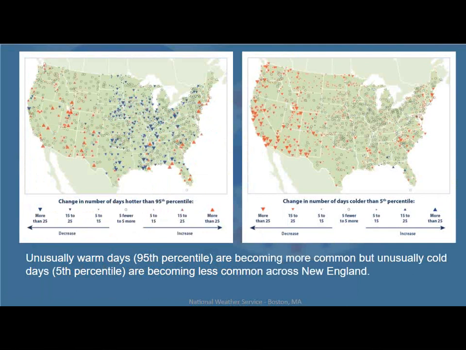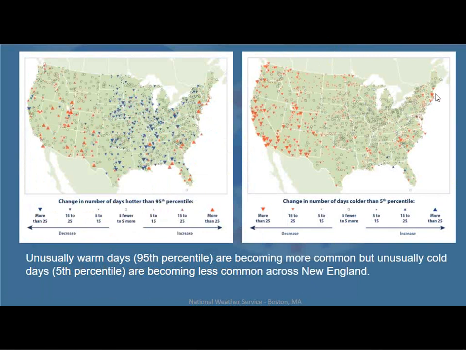But it is one of the commonly accepted hallmarks of climate change. Climate change indicates a tendency for more extremes. So in the summer, you're going to have more extreme heat waves. And in winter, besides mild episodes, you would also have a tendency for episodes of extreme cold. But overall, if you look at the big picture, the unusually warm days, the 95th percentile, are becoming more common, but unusually cold days, which we define as the 5th percentile, are becoming less common across New England.